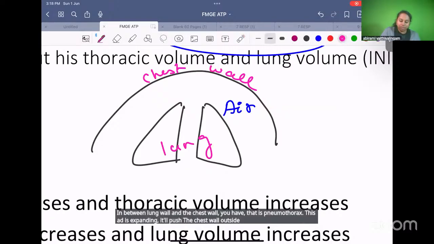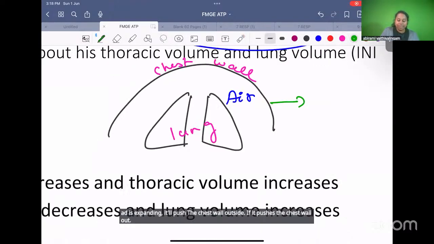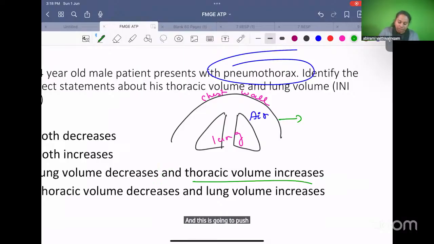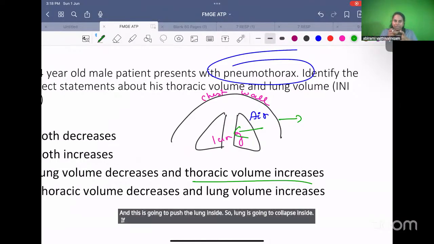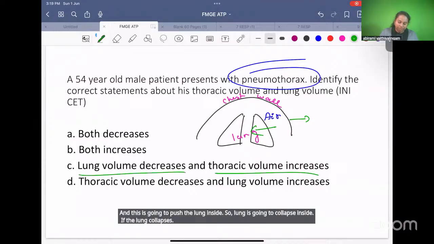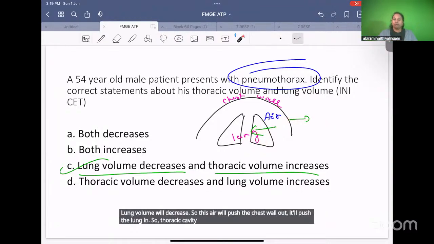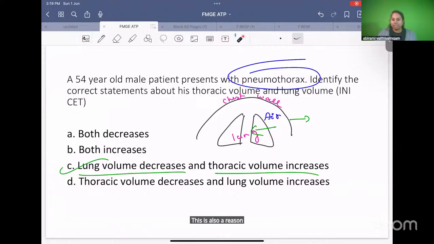If it pushes the chest wall out, the thoracic cavity will increase. So thoracic volume increases. And this is going to push the lung inside, so the lung is going to collapse. If the lung collapses, lung volume will decrease. So this air will push the chest wall out, and it will push the lung in. So thoracic cavity increases, lung volume decreases. This is also a recently asked INICET and NEET question.